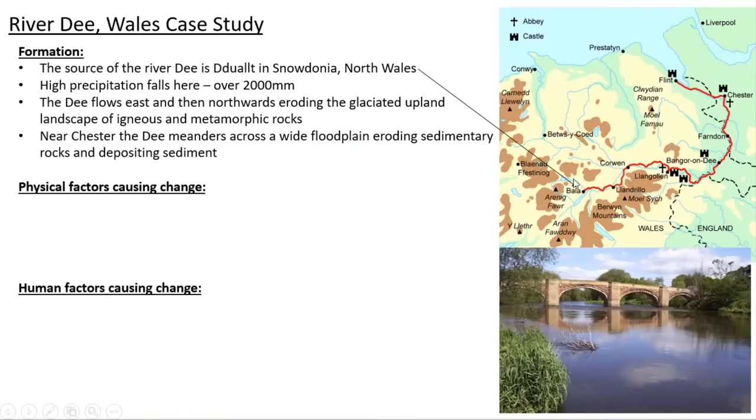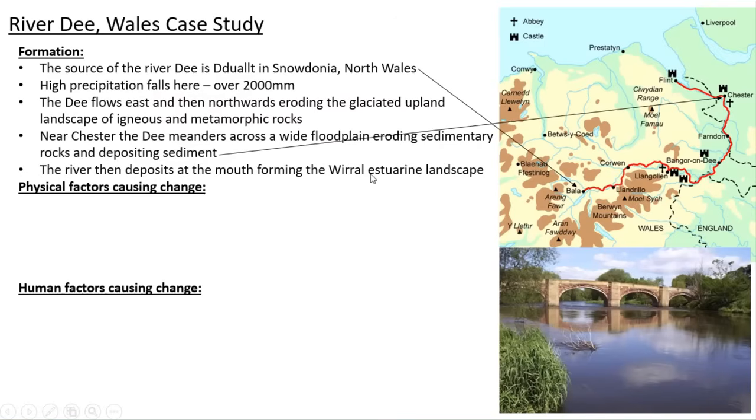Near Chester, the Dee meanders across a wide floodplain, eroding sedimentary rocks and depositing sediment. So there's Chester. So what you've got here is where it's in the lower course. This is the upper course, waterfalls, gorges, that sort of stuff. Middle course, you can see it's wavering and meandering a lot. And then this is sort of near the lower course where, again, you've got a wide floodplain, flatter land near Chester, which is the biggest city on here. Other than Liverpool, which is up there, this is the biggest city on here, and it's grown up because it's nice and fertile land near the sea with the river nearby, obviously the Dee.